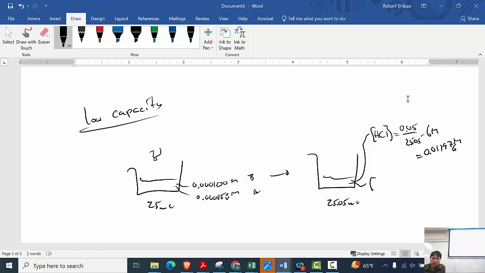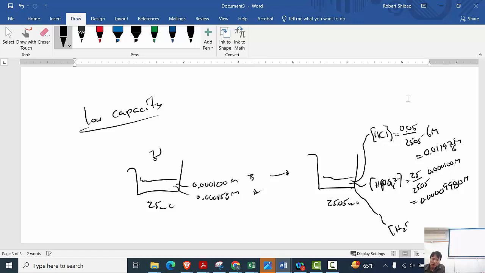And now we'll do the base since it was on top over here, HPO4 2 minus. This is going to be a 25 to 25.05 dilution of 0.00100 molar. Comes out to 0.0000998 molar. Okay, that's the base. So we went from 100 to 99.8, basically.